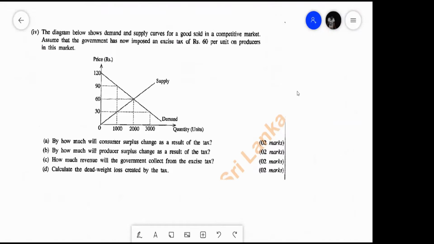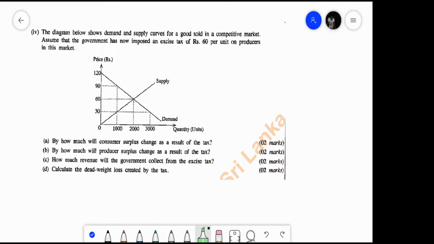So fourth question, they're saying the diagram below shows the demand and supply curves of a good sold in a competitive market. Assume the government has now imposed an excise tax of 60 rupees. So first thing that you have to know is when there is a tax, right? The supply curve has to, doesn't producer revenue have a relationship with PED? Yes, producer revenue has a relationship with PED, but they're not asking for that.